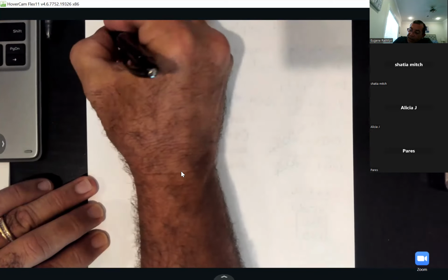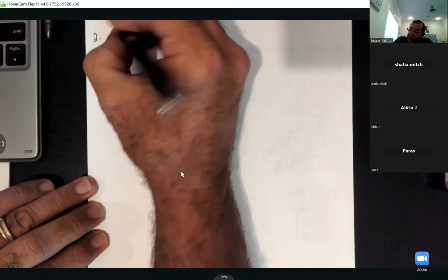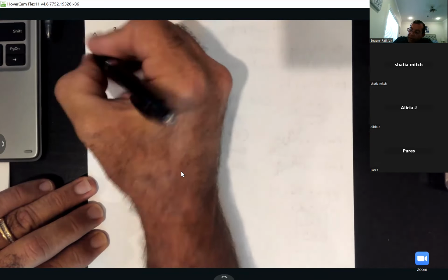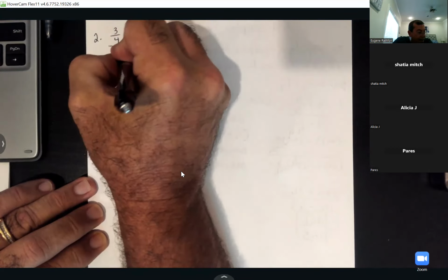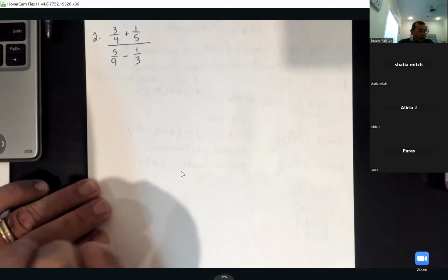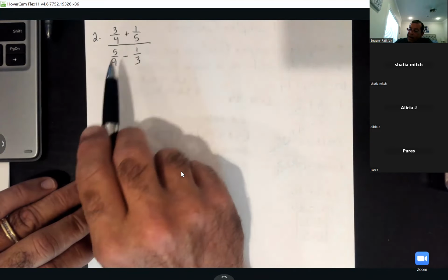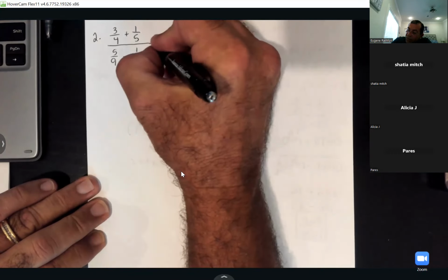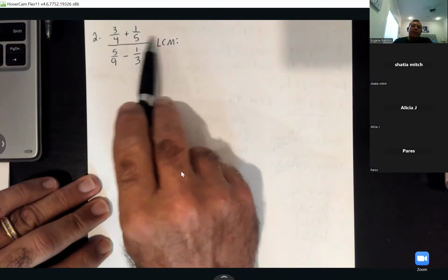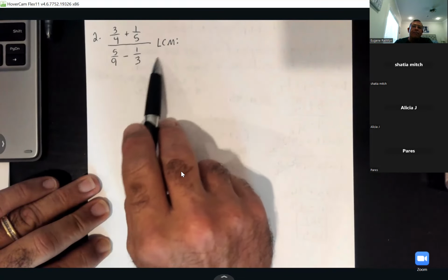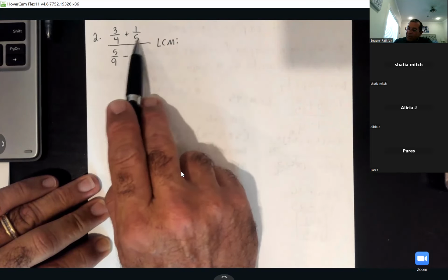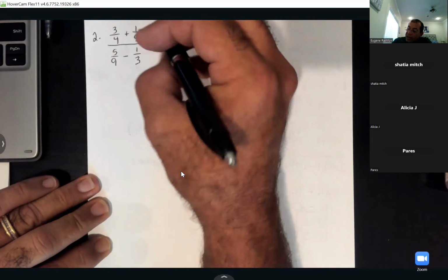All right, number 2 has a 3/4 plus a 1/5 over 5/9 minus 1/3. All right, so 4, 5, 9, and 3 are the numbers I would look for my least common multiple of. So, doing it the quick way, I'm just going to come out, y'all, the least common multiple of 4, 5, 9, and 3 would be 180.